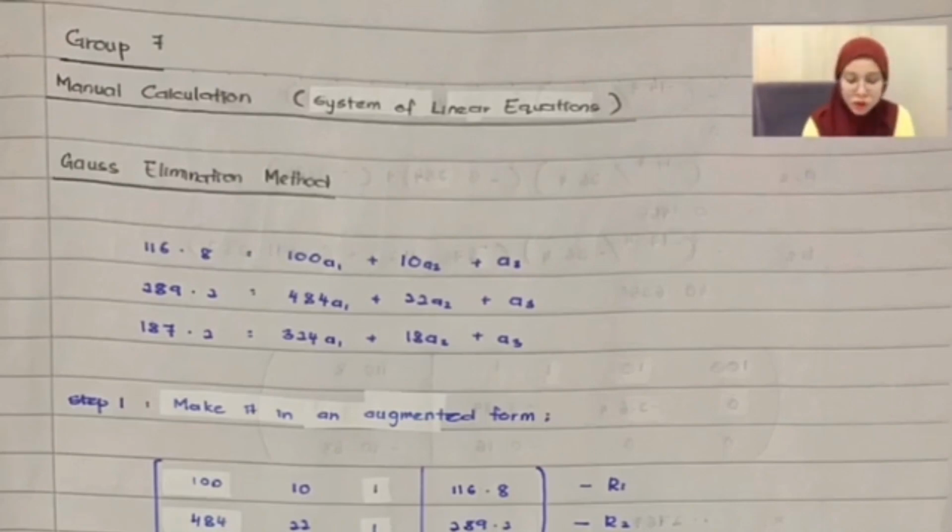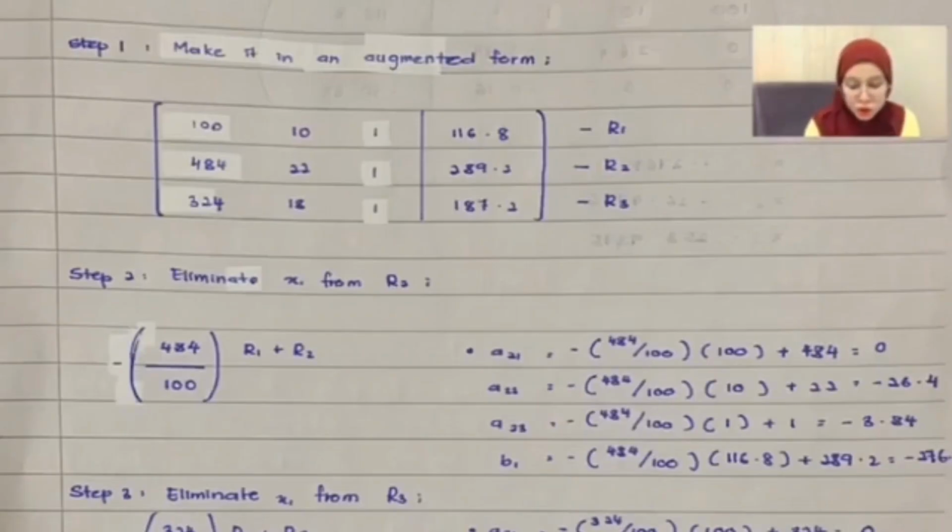To answer this question, we go from step 1, which is to make it in augmented form, where we insert all the values into matrix form. Then step 2 is to eliminate x1 from R2, using minus 484 over 100 R1 plus R2, where we get R1 and R2. R1 is in the first row, R2, and the last one R3.